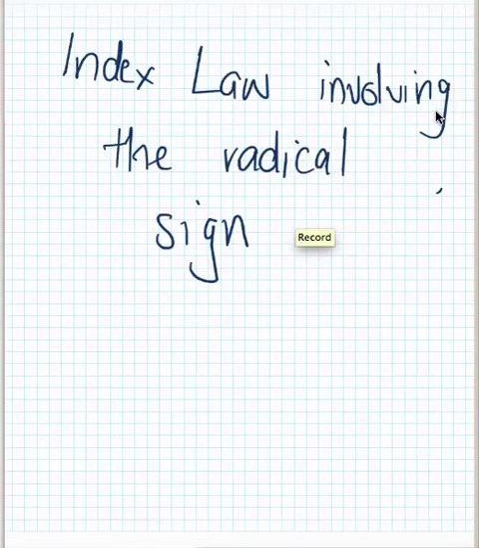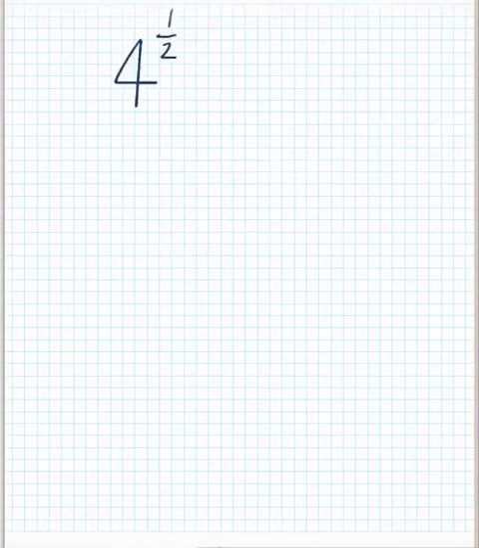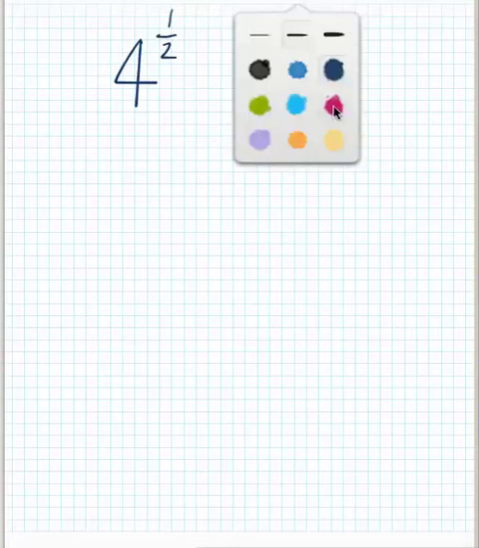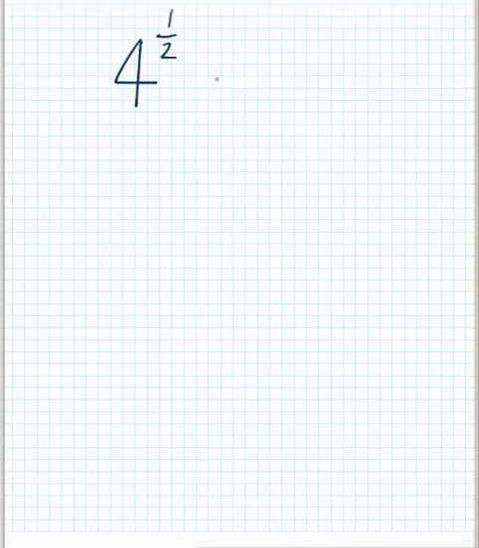Hi, this session is on the last index law that we'll be looking at, and I think it's pretty much the last one. We've covered all of them, and this involves the radical sign. Now, here we have 4 to the power of a half. What I want you to do is to put this in your calculator and see what the calculator gives you. Now, when you do that, you should get a positive 2, okay?